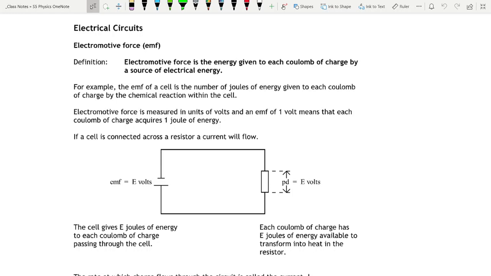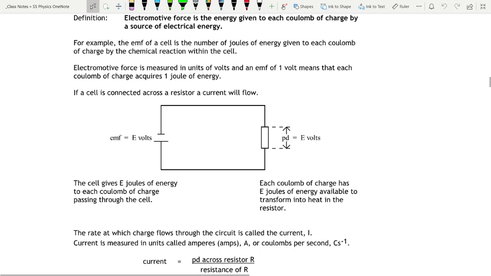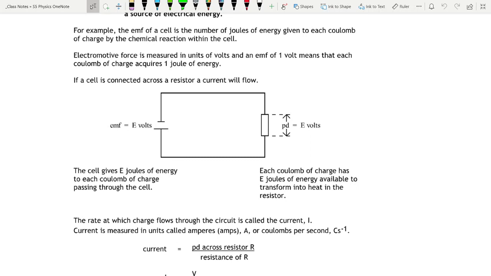For example, the EMF of a cell is the number of joules of energy given to each coulomb of charge by the chemical reaction within the cell. It's measured in volts, and an EMF of 1 volt means that each coulomb of charge is given 1 joule of energy. So just what you've been calling volts up until now, it's just a new name to replace it. So if a cell is connected across a resistor, a current will flow.